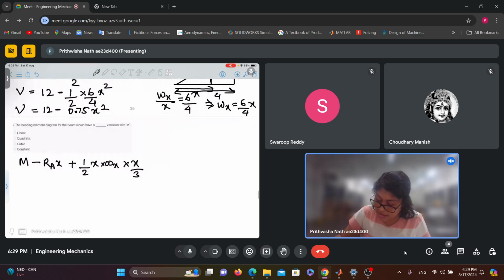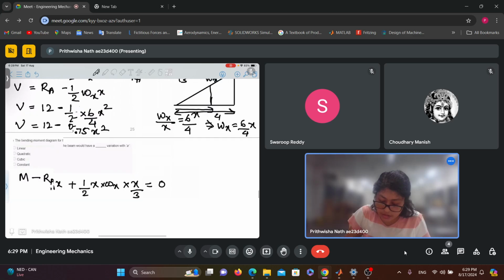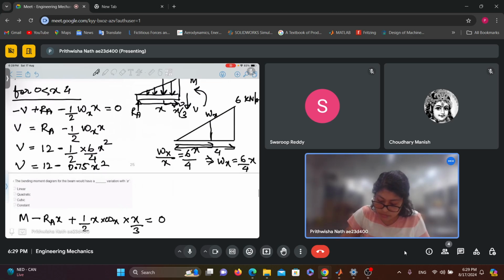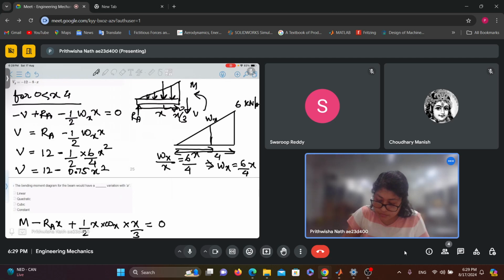Yes, cubic only. This is how we are getting this. Just see. So the total force would be acting at a distance x by 3 from this end, right? Since it's a triangular loading, right? Is this then clear?